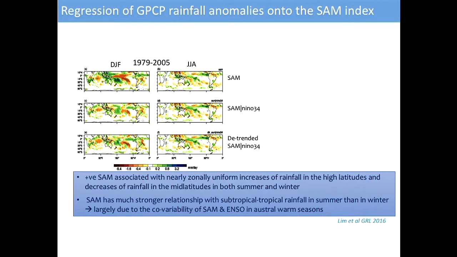And this study by Unpa Lim at the Bureau showed that the influence on the subtropical rainfall is much stronger in summer than winter, and that was mostly due to the fact that SAM and ENSO have some correlation in these austral warm seasons.